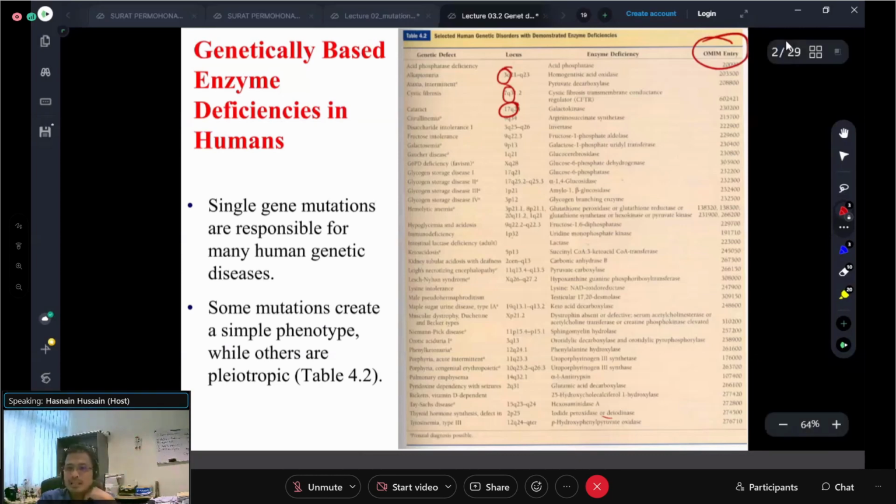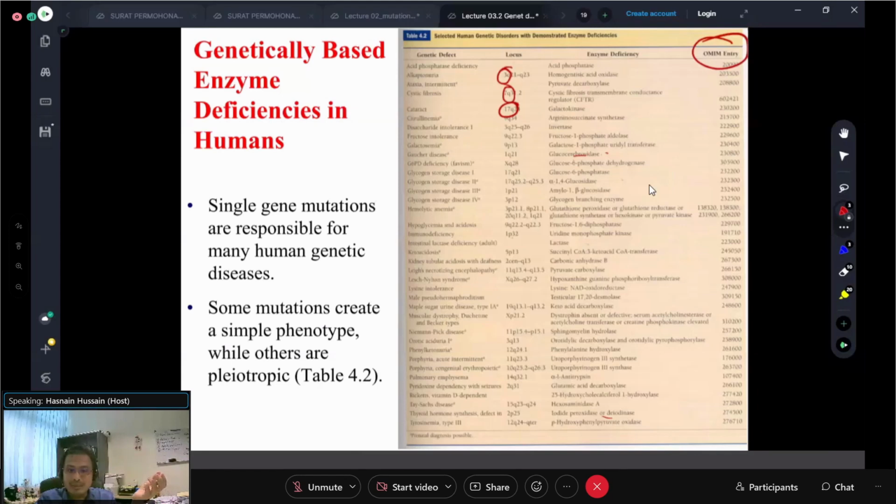Okay, so these are some of the deficiencies of the enzyme that cause disorder by a single mutation, similar to the Mendelian concept of homozygous and dominant. Then some mutations create a simple phenotype, while others are pleiotropic, meaning that when there is a mutation of this enzyme and the enzyme becomes abnormal, then the symptom or the characteristic of individuals having the defective enzyme is the same.